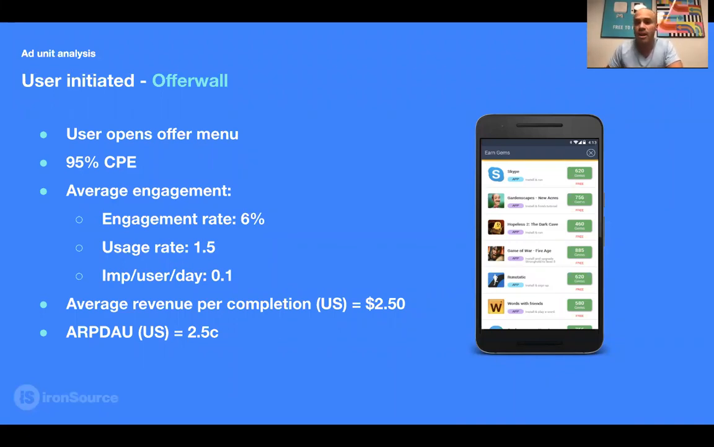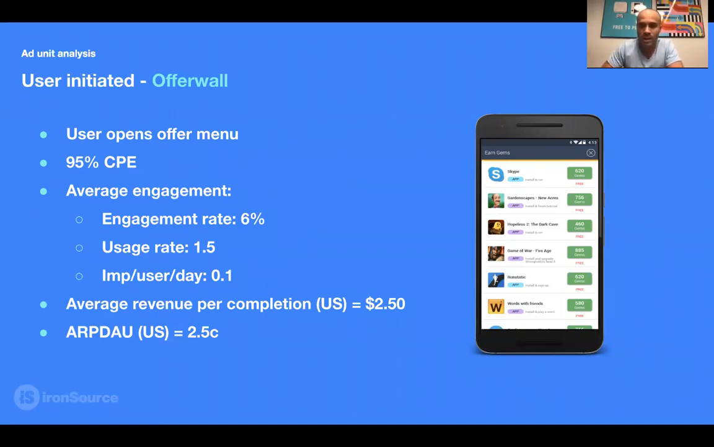Therefore, you're asking much more from the users, but you're also providing much more in exchange, right? Because the average revenue that you are making per completion on Offerwall is $2.5 compared to only 2 cents on rewarded video. This is again US numbers. It means that the average reward that you give to the user for engaging with Offerwall will be a reward value at about $2.5, unlike 2 cents on rewarded video.